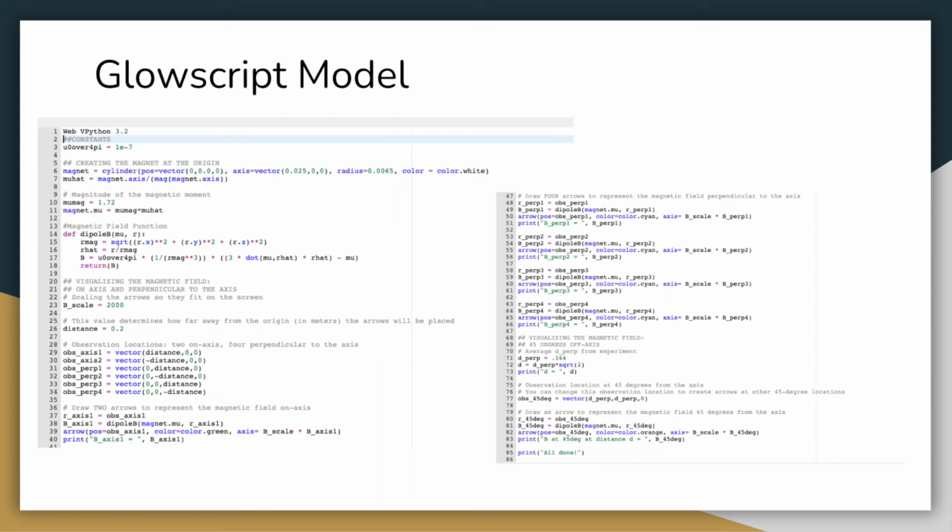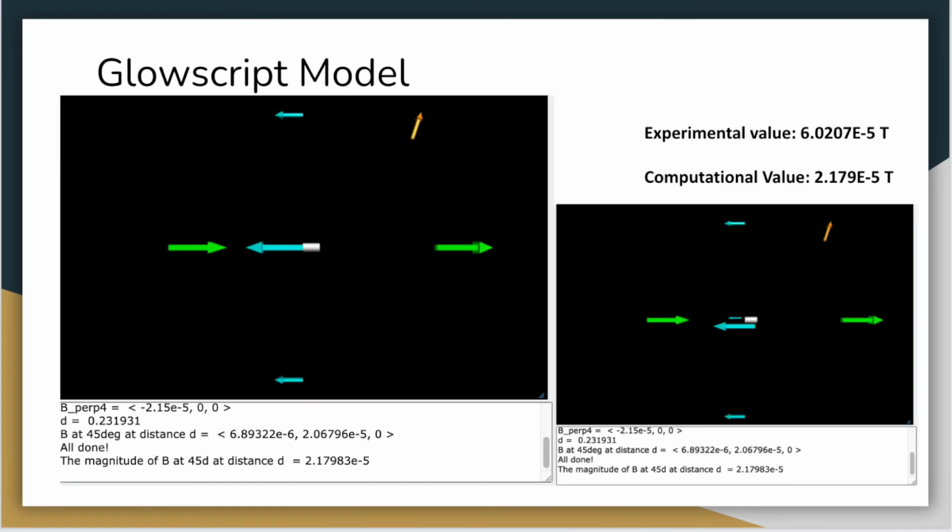Then at the bottom right, we can see where we create an arrow to represent the magnetic field 45 degrees from the axis. So in our model created from our code, we have the 2 green arrows showing the on-axis field and the 4 blue arrows showing the off-axis field. We also have the 1 orange arrow showing the one at 45 degrees, and the calculated magnitude here is 2.179 e to the negative 5 Tesla. Comparing that to our experimental value, which was 6.02 e to the negative 5 Tesla, there's definitely a significant difference between these values.